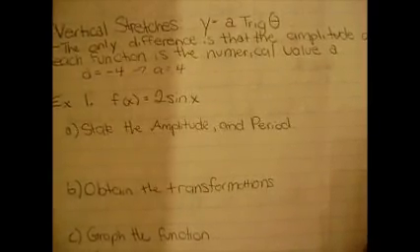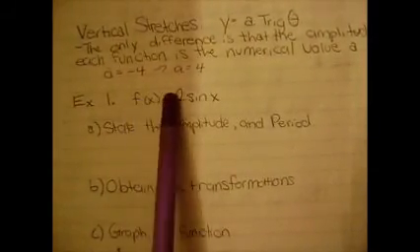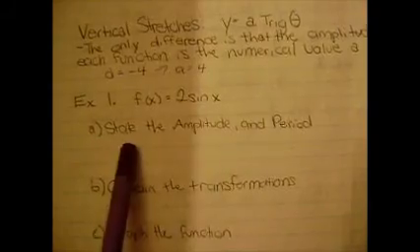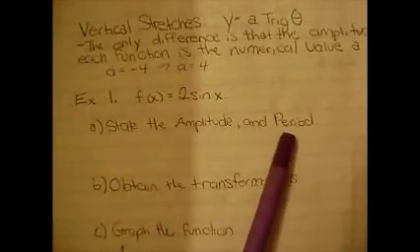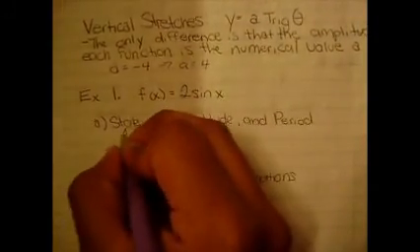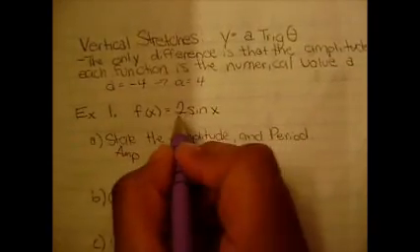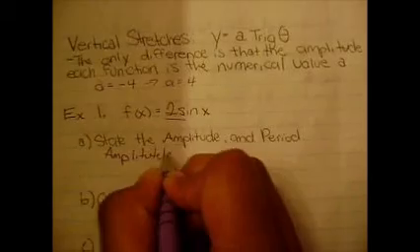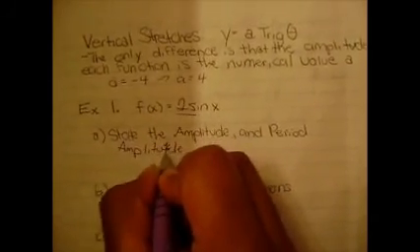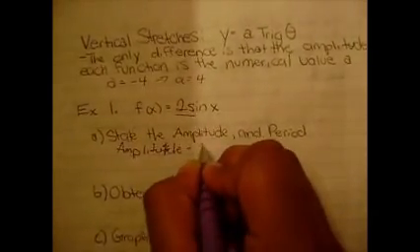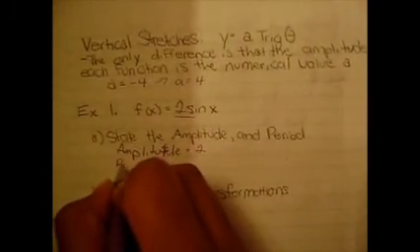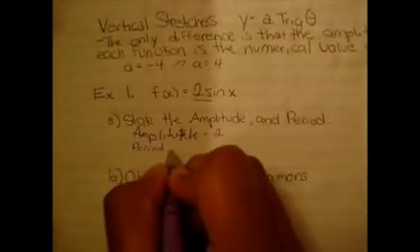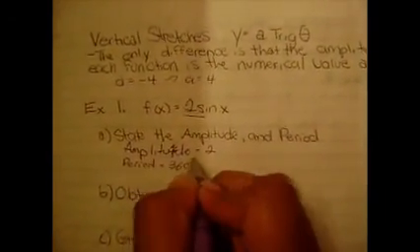So for the first example, we have f of x equals 2 sine x. Now it says state the amplitude and the period. So the amplitude is the same as the a value. So the amplitude would be 2. And the period, since it is not affected, will be 360.